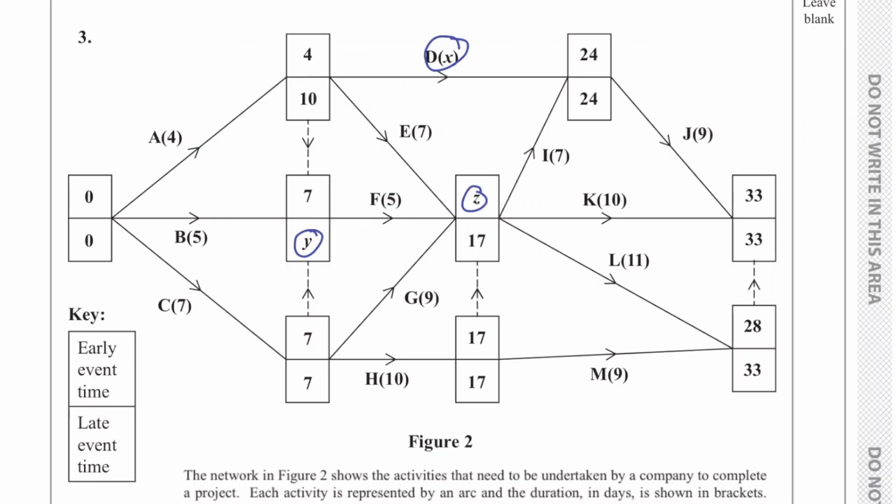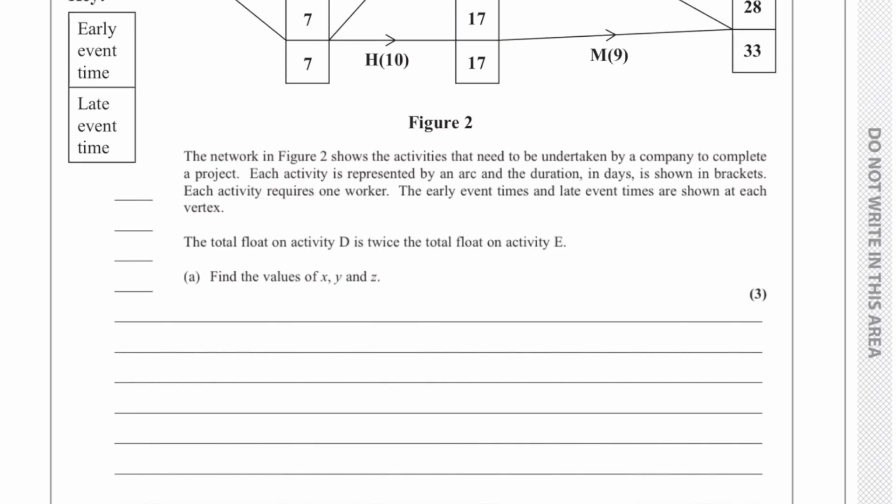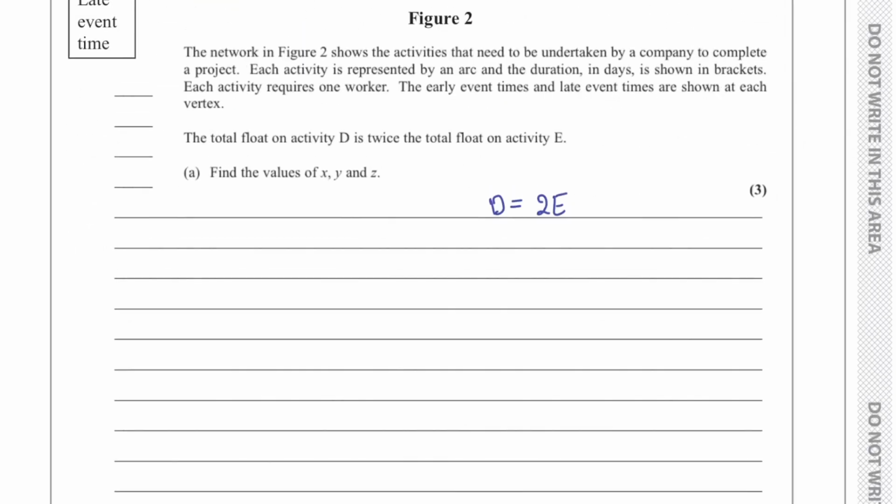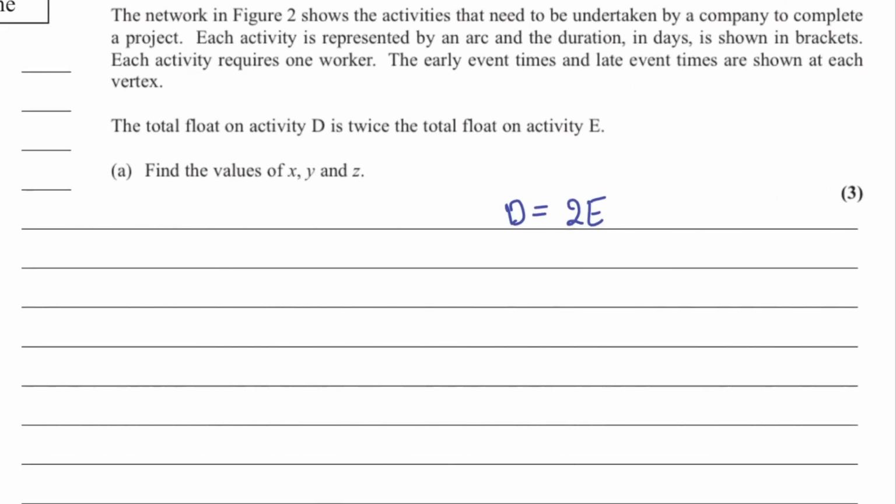If we read the question, it gives us a hint: the total float on activity D is twice the total float on activity E. So D is going to equal 2E, and we can actually find E.